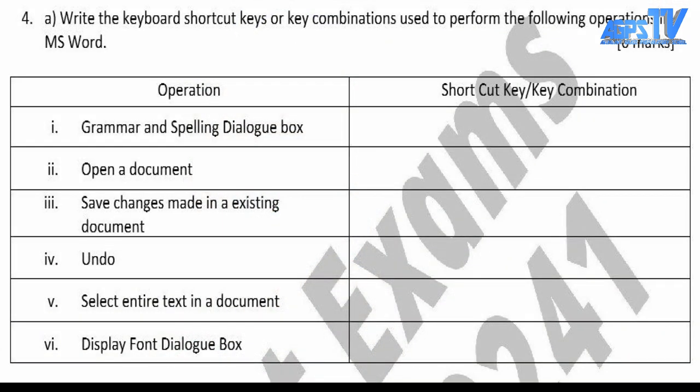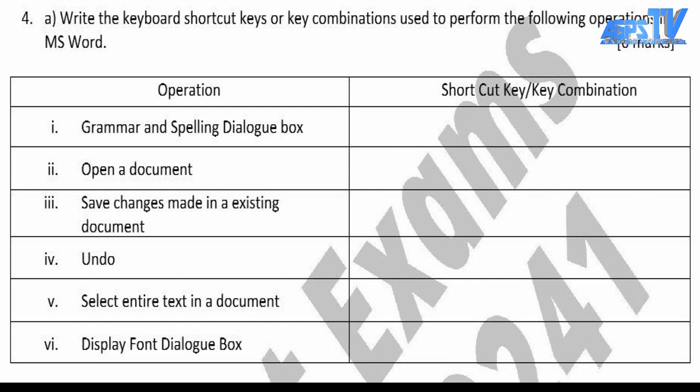Good. Let's move on to the next question. Question 4: we were asked to give keyboard shortcuts for these operations: the grammar and spelling dialog box, open a document, save changes made in an existing document, undo, select the entire document, and display the font dialog box.